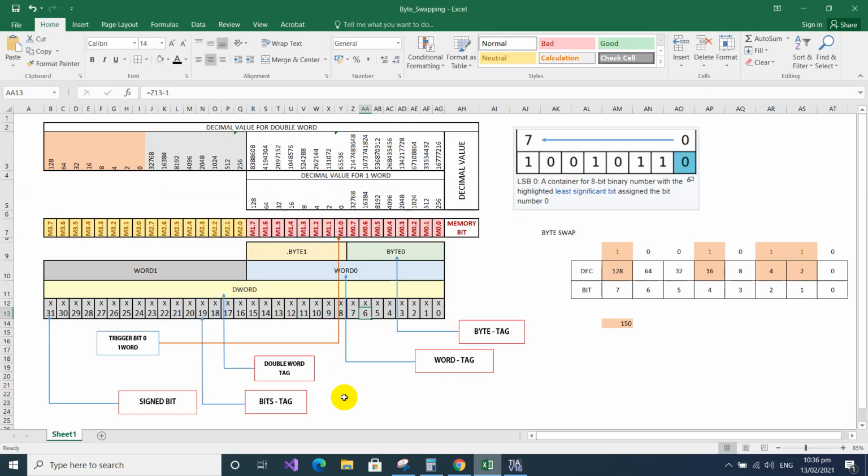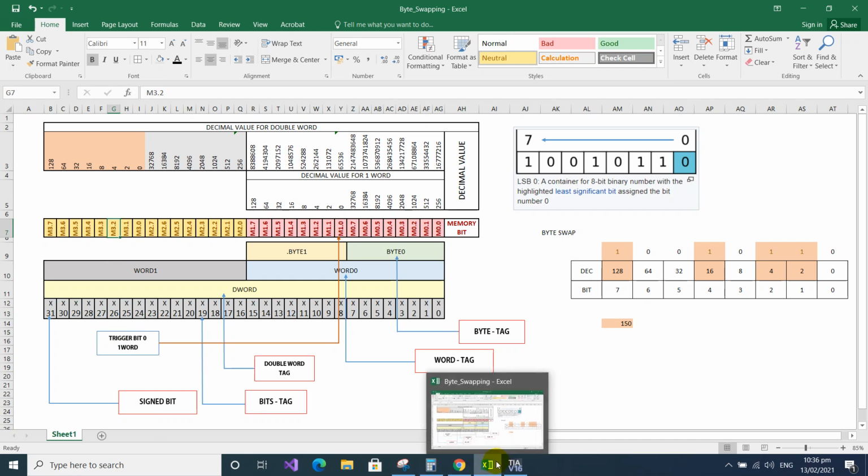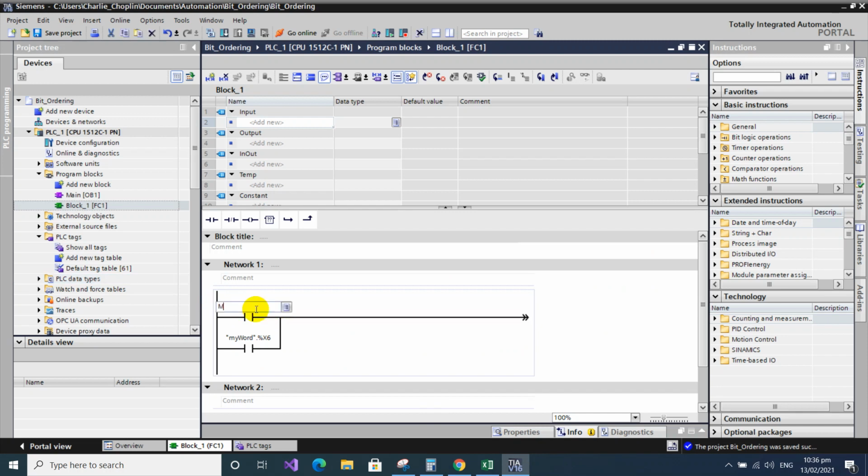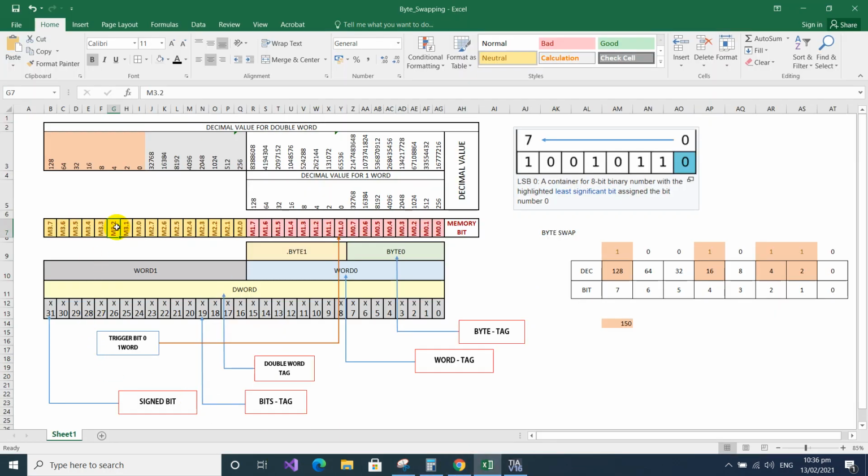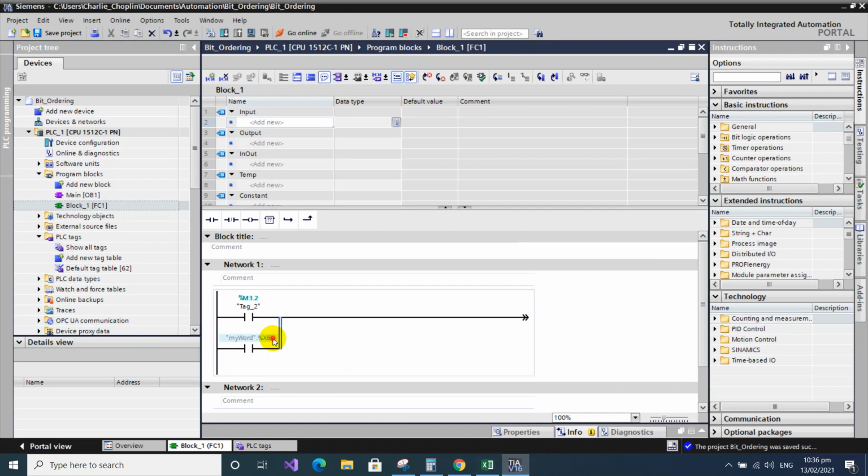How about if I take this 3.2? Again, two ways. You can directly assign 3.2 here, or you can use this X. 3.2 will be the 26th bit. Okay, very easy. I hope you understand.